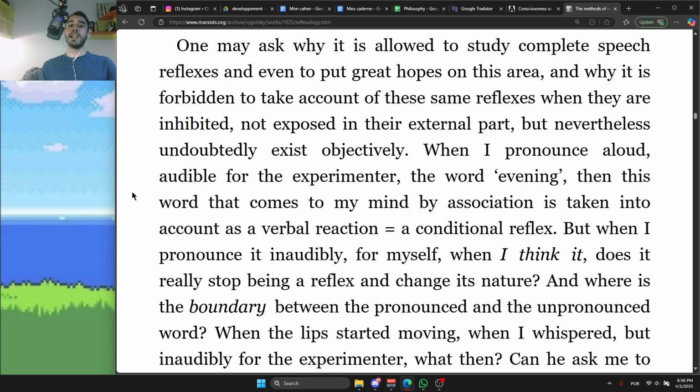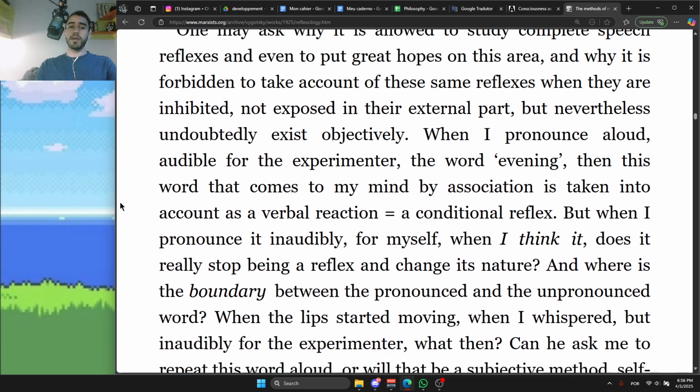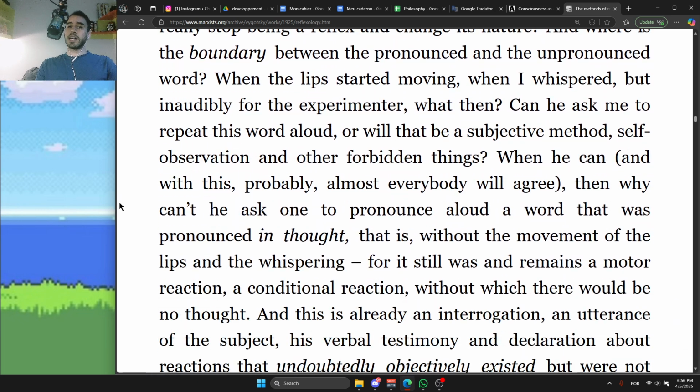When I pronounce aloud, audible for the experimenter, the word "evening," then this word that comes to my mind by association is taken into account as a verbal reaction, a conditional reflex. But when I pronounce it inaudibly for myself, when I think it, does it really stop being a reflex and change its nature? And where is the boundary between the pronounced and the unpronounced word? When the lips start moving, when I whisper it, but inaudibly for the experimenter, what then?